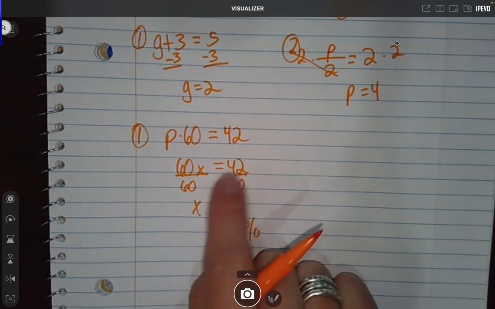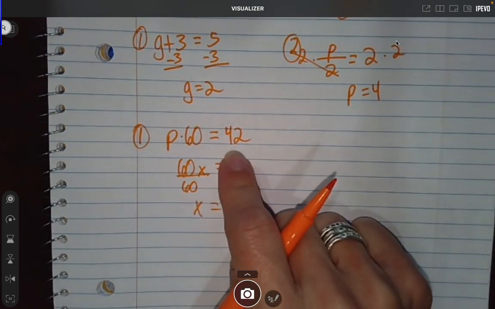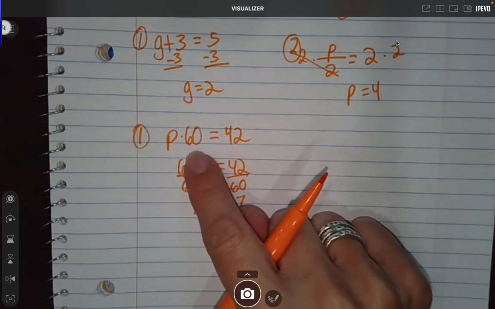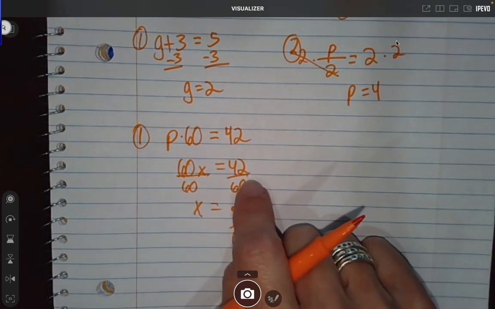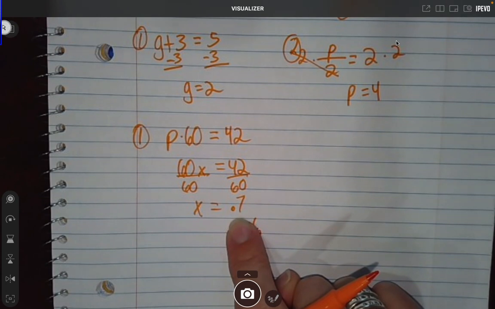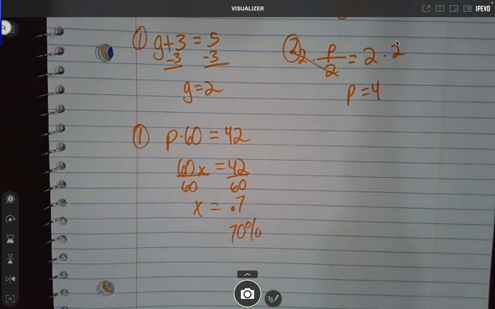I basically just solve it. That's like saying you got 42 out of 60 on your test or on a quiz. So you would do 42 divided by 60, and looking at that, you would say, what percent is that? Oh, that's 70%. Okay.